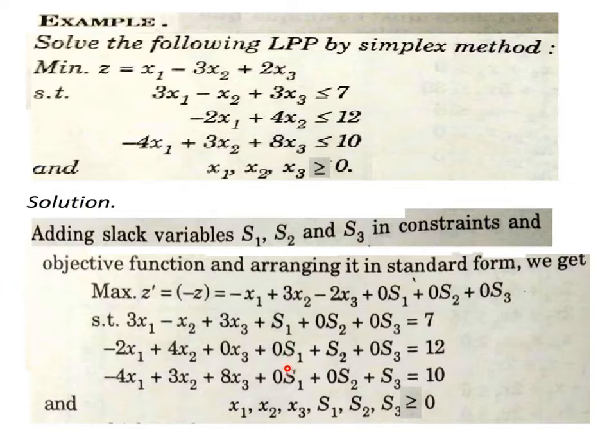For S1 you can see the coefficients in column 1 0 0, for S2 0 1 0, for S3 0 0 1. So the 3 cross 3 identity matrix is also created. So the given LPP is converted into standard form. In the next slide we will prepare the first table from that standard form.